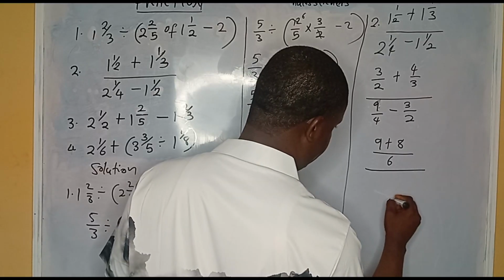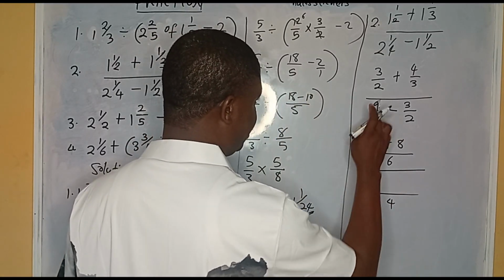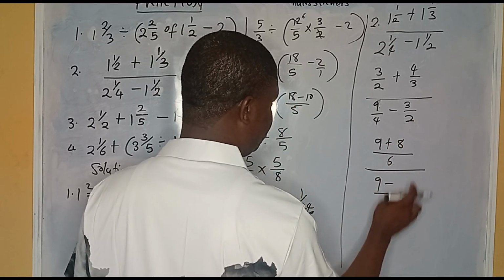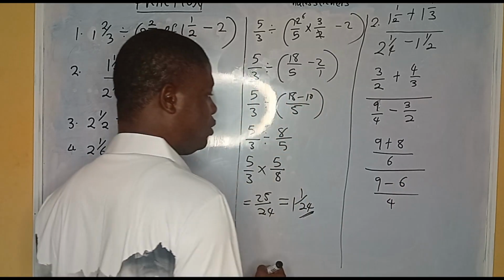4. Okay? Then 4 divided by 4 is what? 1 times 9 is what? 9 minus 4 divided by 2 is 2, times 3 is what? 6. So we are having this.